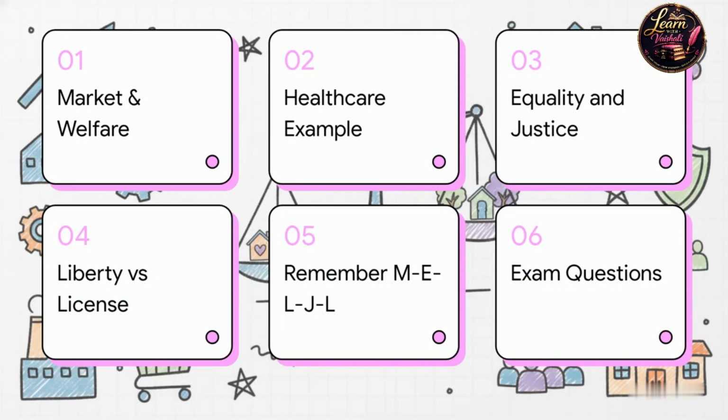Okay, here is our roadmap for today's explainer. 1. Market and public welfare. 2. The healthcare example. 3. Equality and justice. 4. Liberty versus license. 5. The MELJL memory trick. And finally, 6. Important exam questions.